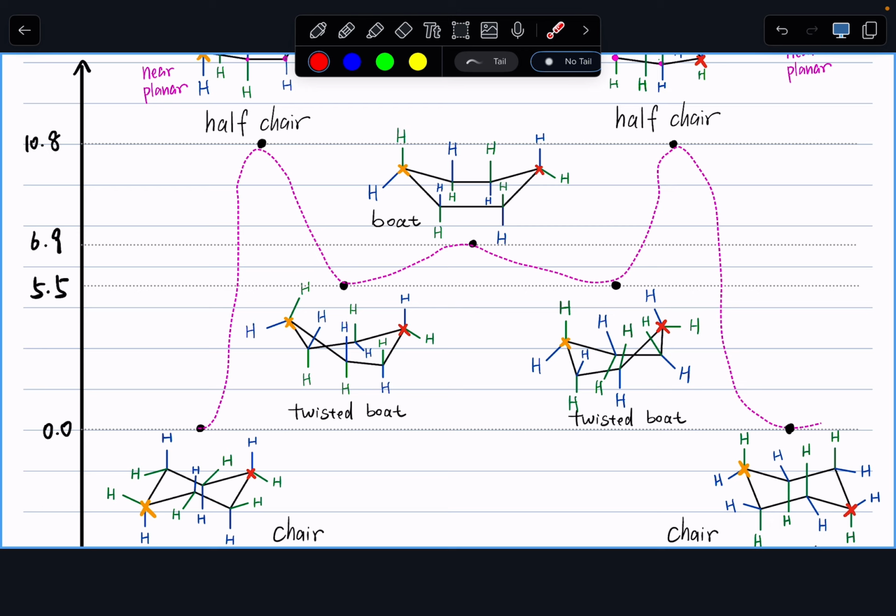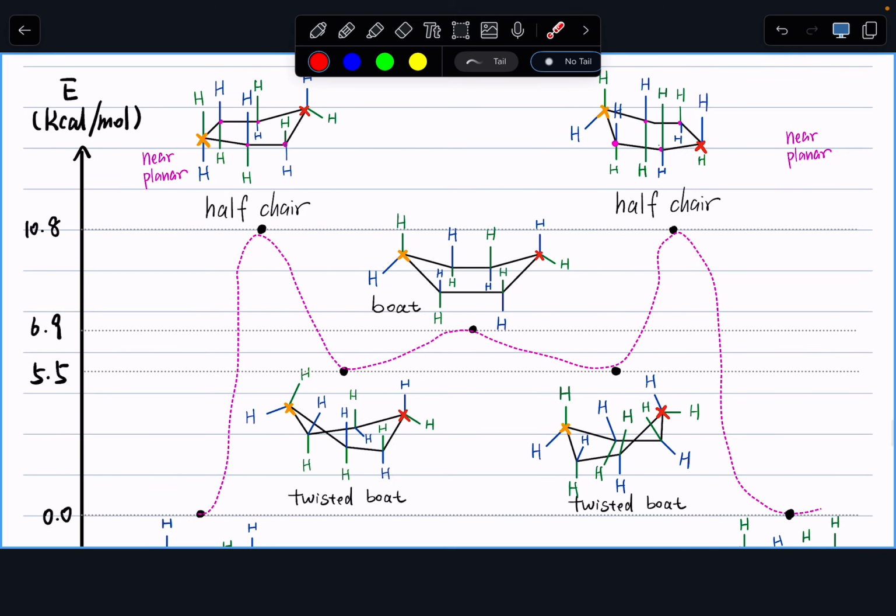Yes? Would you be expected to draw twist boats? No. I don't expect you to draw twist boats. I don't expect you to draw boat conformations. But in a multiple choice, I can give you, say, a chair conformation and maybe a boat conformation, and you can tell me which one is higher in energy. Yes. How similar in concept will exam questions be to worksheet questions? Very similar.